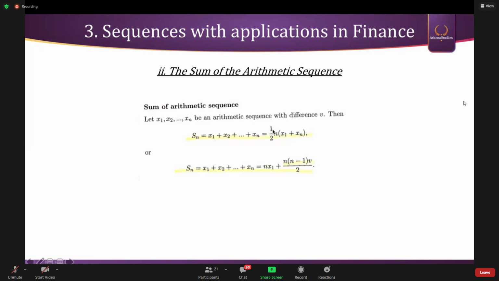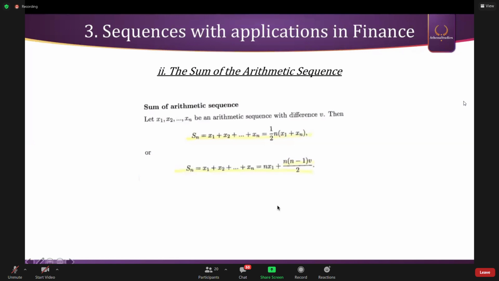We see the first formula is 1 divided by 2 multiplied by n, which is the number of numbers in the sequence, multiplied by the first term plus the last term. Or we can also calculate it as the number of numbers multiplied by the first term plus n multiplied by n minus 1 multiplied by the constant v, everything divided by 2.